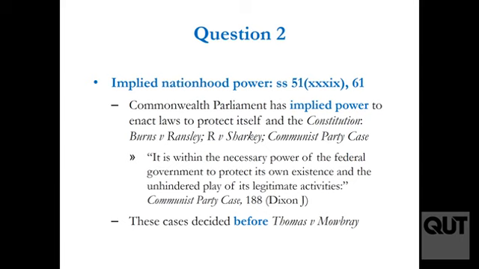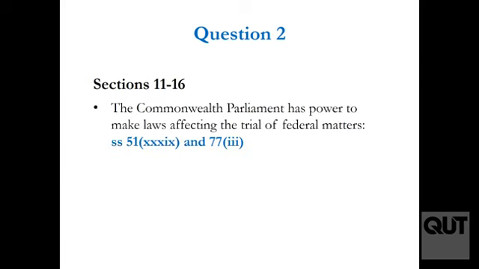Okay, so that's Section 4 of the Commonwealth Act. I now want to have a look at Sections 11 to 16. So these are procedural provisions that apply where a person has been charged with an offence under the Act. The relevant power here would be, again, the incidental legislative power in Section 51(39), when read with Section 77, subsection 3, confers power on the Parliament to make laws affecting the trial of federal matters.